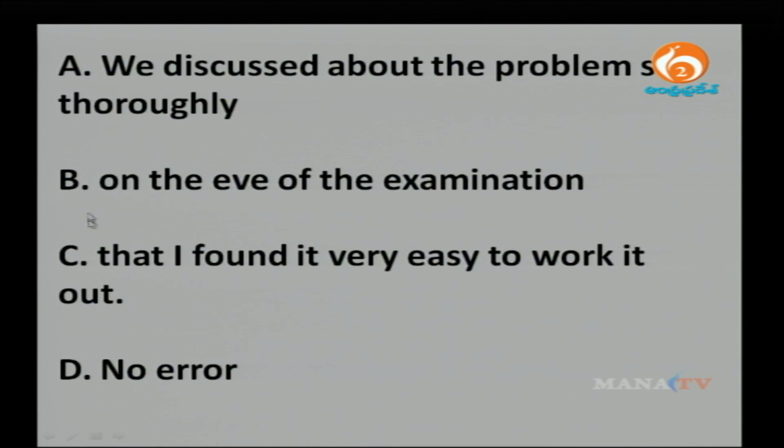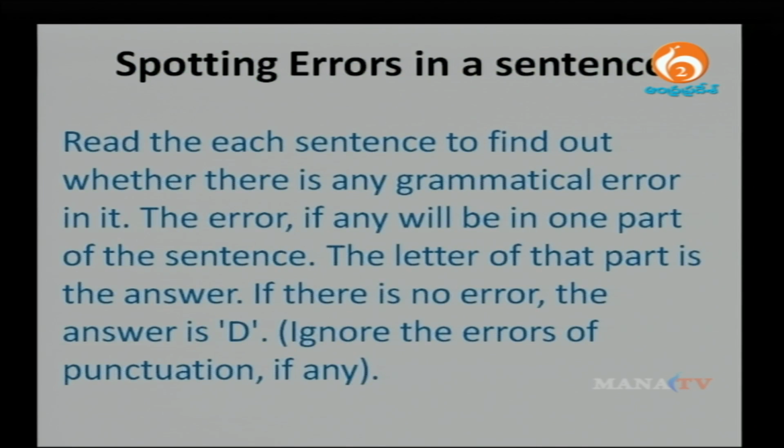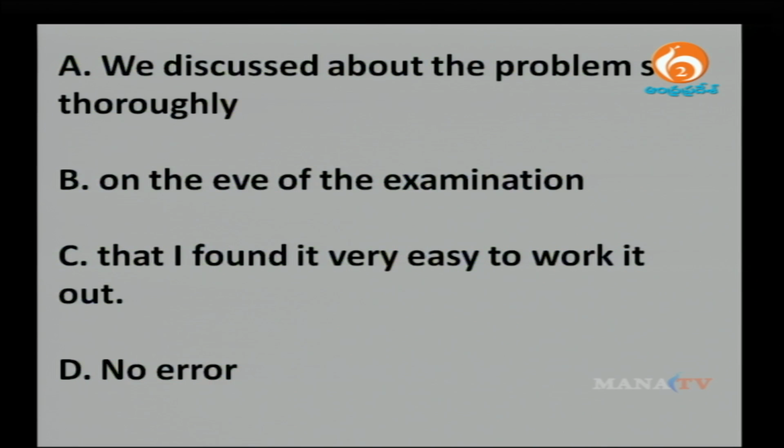Altogether, A, B and C is one complete sentence. Okay? In either of these, there will be an error. If none of these three have an error, then you choose option D. It's as simple as that. So, let's read this. This is an example for you. We discussed about the problem so thoroughly on the eve of the examination that I found it very easy to work it out. That's the entire sentence. You are basically spotting errors in a sentence. So, in each of the three parts, you need to spot where the errors are.